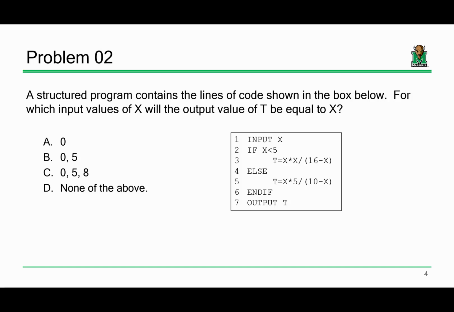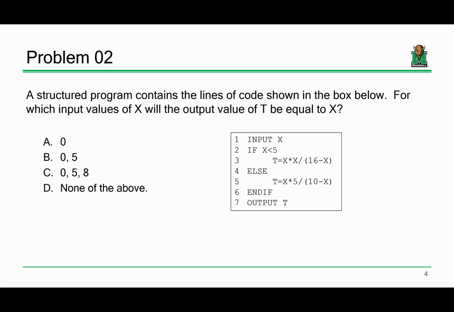Okay, so problem 2. I have a structured program that contains the lines of code shown in this box, and for which input values of x will the output value of t be equal to x? Might seem like a difficult problem. I think we're going to find it's pretty straightforward.